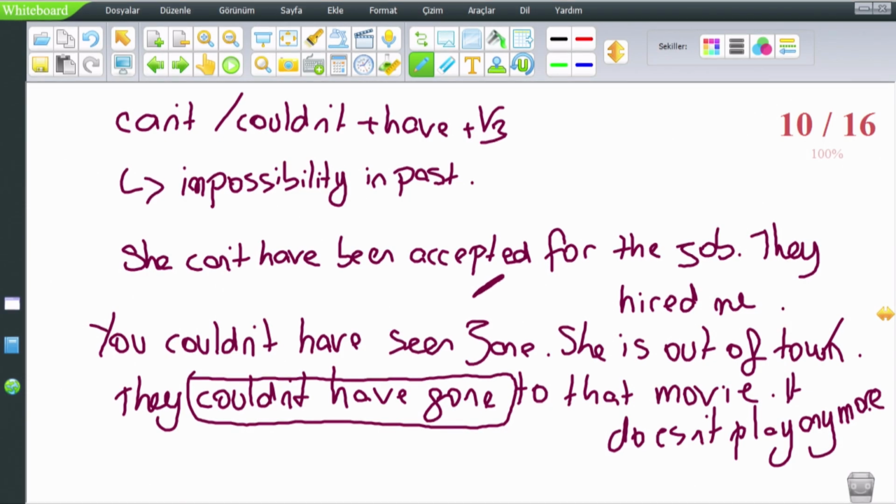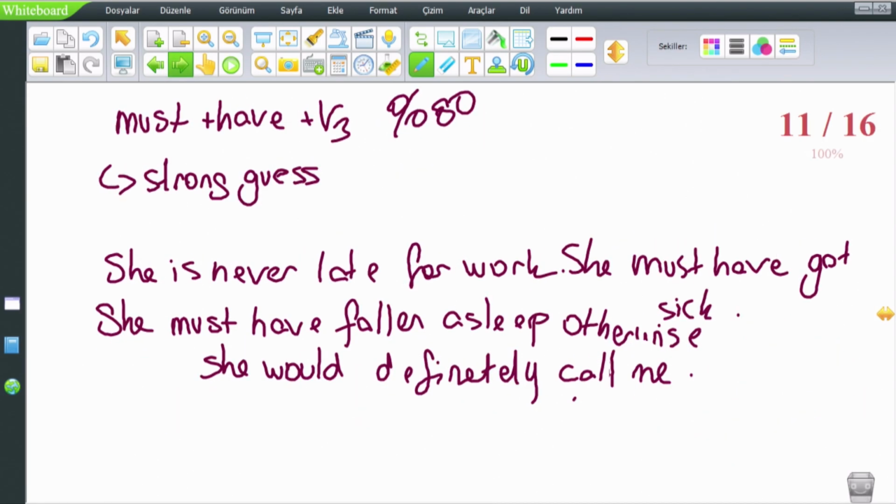Must have verb 3 represents a strong guess. We have proof, but also we're not 100% sure. She's never late for work. She must have got sick. This is my guess, but I also have proof. She must have fallen asleep. Otherwise, she would definitely call me.